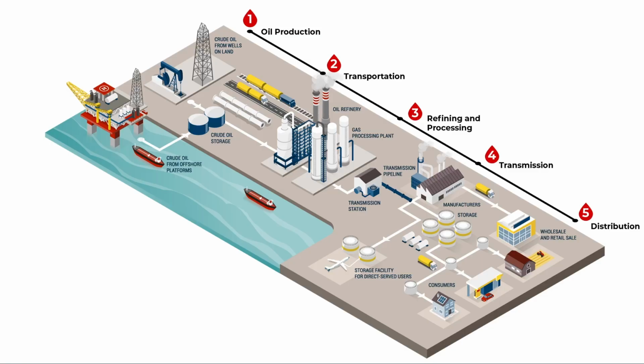Another way of splitting this up would be to talk about five different stages. You have oil production, which will be the upstream part. That's where oil or gas is made. Then you have transportation, which will be the midstream part, and then stages three, four, and five are all downstream. So you have refining and processing, transmission, and distribution. Those three are all part of the downstream part of the oil and gas industry.